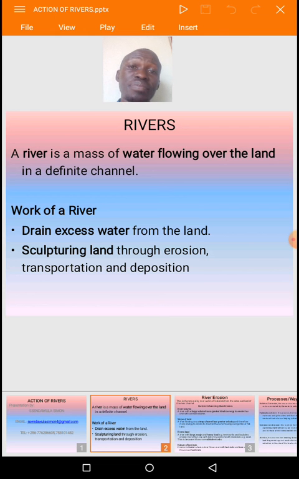Work of a river. We talk about draining excess water from the land. So the water which would have been there, we say waterlogging, flows within the river from one point of the land to the other. So this is what it means by draining excess water from the land. Then sculpturing the land through erosion, transportation, and deposition. In its activity, it does not leave the land the way it was. So when you say sculpturing, the land is changed. We could even say it is damaged.